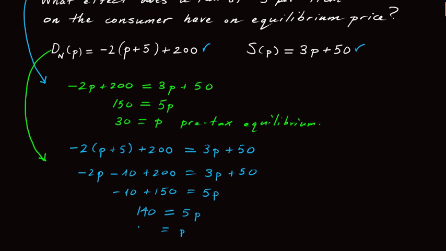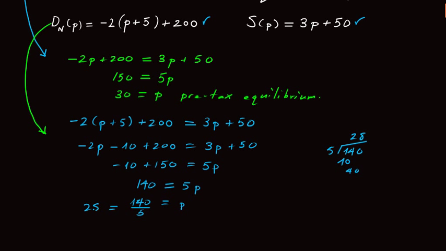And so p is equal to 140 divided by 5. So 5 into 140 goes twice. And then I have 8, so 28. So the new equilibrium price is 28. So this is the post-tax equilibrium price. Okay, so this was what happened before, and now afterwards it's $28. The price is now $28.